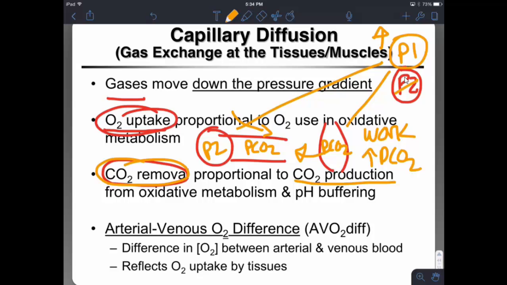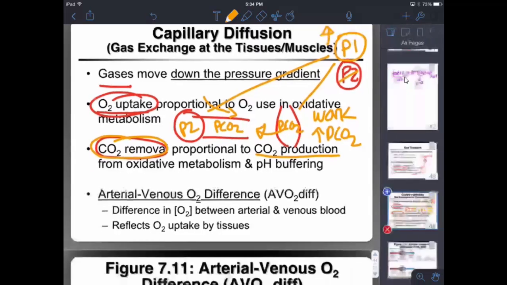Also keep in mind that when the muscle is working, not only are we producing CO2 in metabolism, right? Actually, this deserves a page.